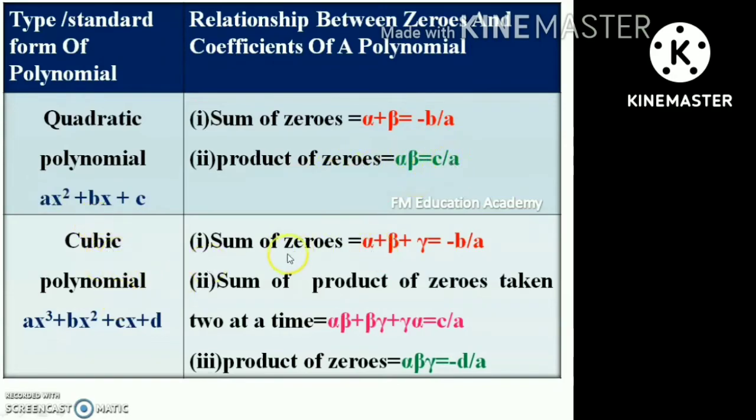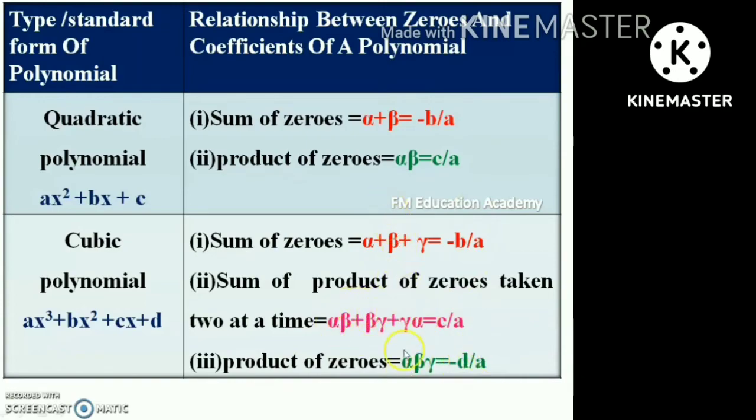Similarly, in case of cubic polynomial, you have sum of zeros, alpha plus beta plus gamma, is minus b by a here also. Sum of product of zeros taken two at a time, that is alpha beta plus beta gamma plus gamma alpha, is c by a. As here we have minus b by a, c by a, here also we will have minus b by a, c by a. Now the last one is product of zeros, that is alpha beta gamma, is equal to minus d by a.